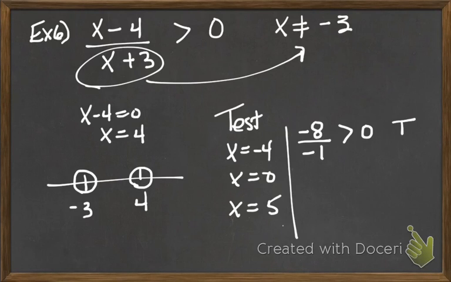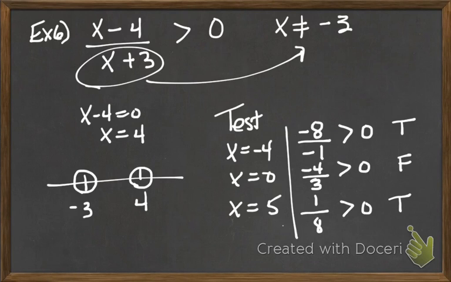I don't usually work it all out. I get enough written there so I can just look at it, just so I don't have to write everything out. If x is 0, what do I get on the top? Negative 4. What do I get on the bottom? Plus 3. Is negative 4/3 greater than 0? No, it's not. If x is 5, 5 minus 4 is 1. 5 plus 3 is 8. Is 1 over 8 greater than 0? Yes, it is.